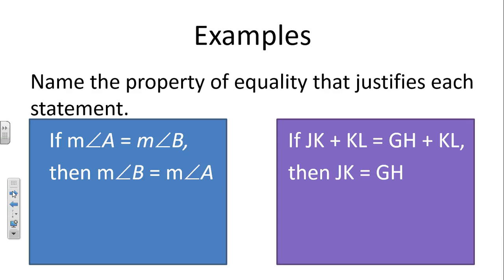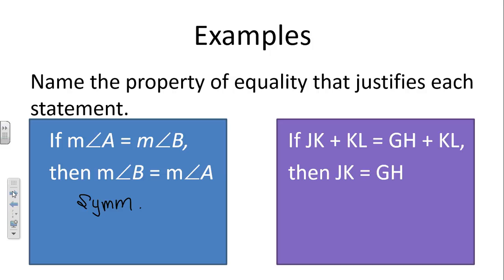All right, so we want to name the property of equality that justifies each statement. So what says that if the measure of angle A is equal to the measure of angle B, then we can rewrite this to say the measure of angle B is the same as the measure of angle A? What have we done from here to here? Symmetric. So that's our symmetric property. And you can call it SYMM. Okay. We'll abbreviate, save ourselves some writing.